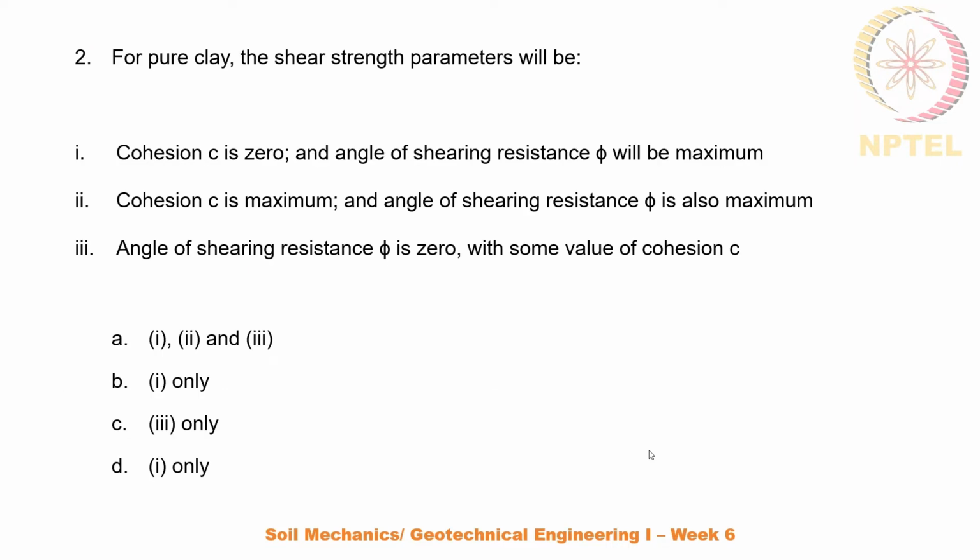All right. So, coming to the second question, for pure clay, the shear strength parameters will be: statement 1, cohesion C is 0 and angle of shearing resistance phi will be maximum. Statement 2, cohesion C is maximum and angle of shearing resistance phi is also maximum. Statement 3, angle of shearing resistance phi is 0 with some value of cohesion C. So, for pure clay, the shear strength parameters will be which of these statements?